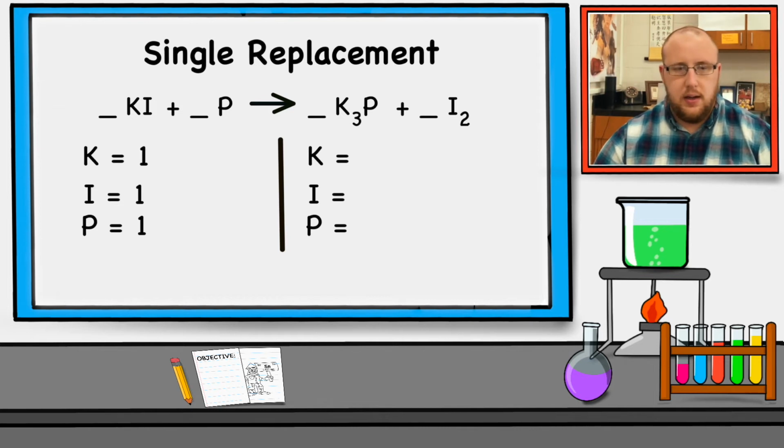Let's look at my product side. This is where we start getting some differentiation. I have a subscript with my potassium of 3, so I have 3 potassium atoms on my product side. Phosphorus does not have a subscript, so I only have 1 to start with. And I2, iodine, has 2 iodine atoms. So we look at our initial setup. We have 1 potassium on the reactant side and 3 on the product side. We have 1 iodine on the reactant side and 2 on the product side. We have 1 phosphorus on the reactant side and 1 phosphorus on the product side. So we need to start balancing this out. Our reactant and product sides are not the same.